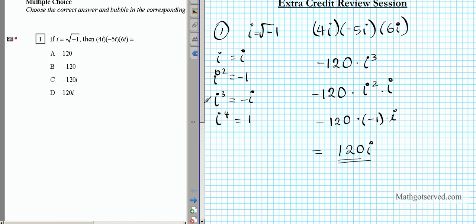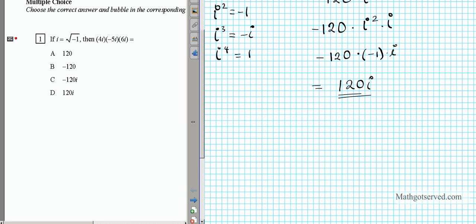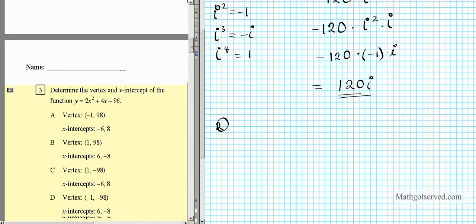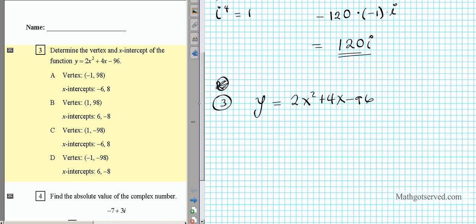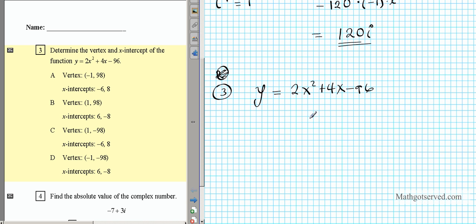All right. Okay, let's move on to question number two. Actually, we're going to do three. Question three, we have to find the vertex and x-intercepts of the function y equals 2x squared plus 4x minus 96. So we can attempt to find the x-intercepts, also known as a zero. To do that, we just set this function to 0, and then we solve.